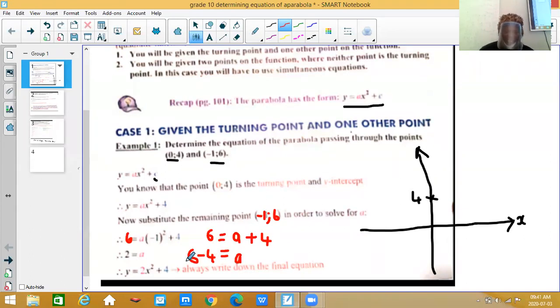Now, 6 minus 4, it is this 2. Are you following? So meaning to say, we have got the equation of the parabola, in this case where you are given the turning point and one other point. Let me stop there for a while. Are you following? Any questions there?